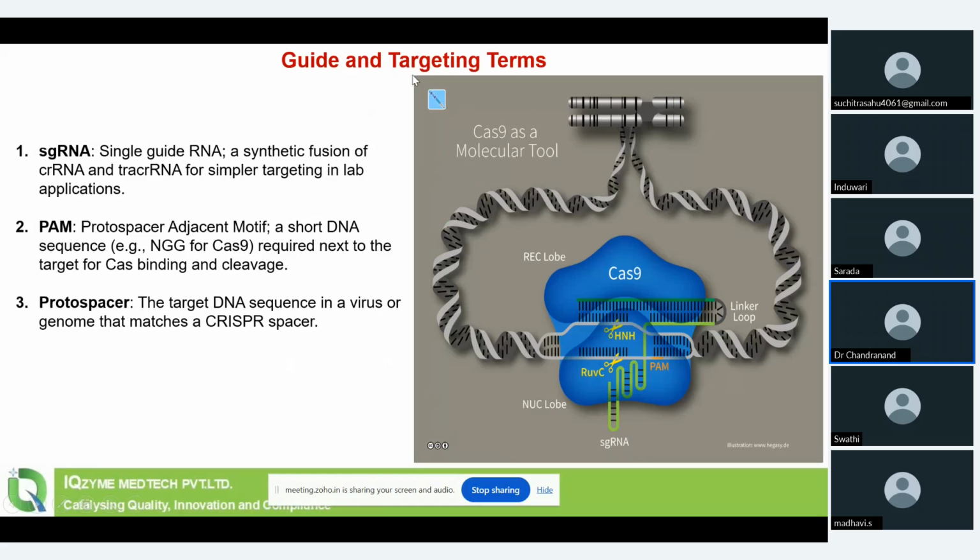Moving on, the guide and targeting terms generally used in CRISPR technology is the single guide RNA, which I'm sure you might be knowing. It's nothing but a synthetic fusion of crRNA and tracrRNA for simpler targeting in lab applications. Then the PAM is another sequence, for example NGG for Cas9, required next to the target for Cas binding and cleavage. The protospacer I mentioned earlier is again a DNA sequence in the virus or genome that matches a CRISPR spacer.